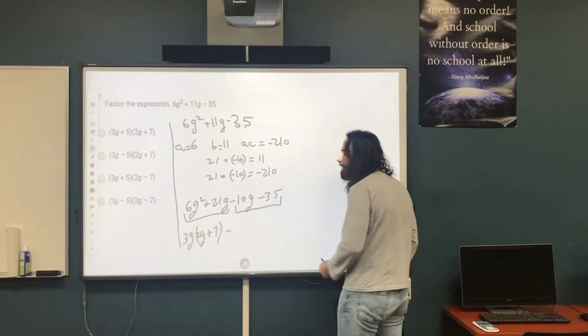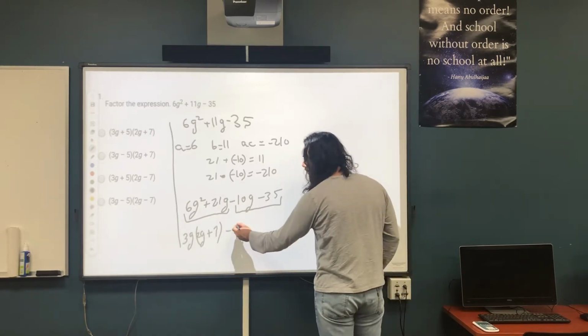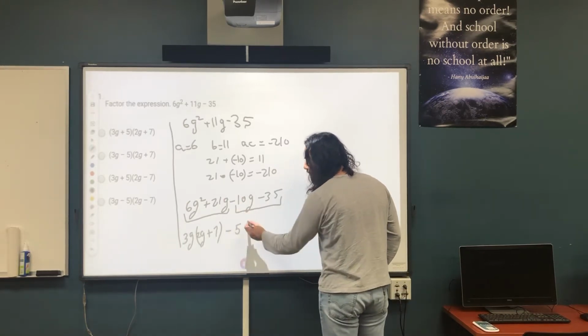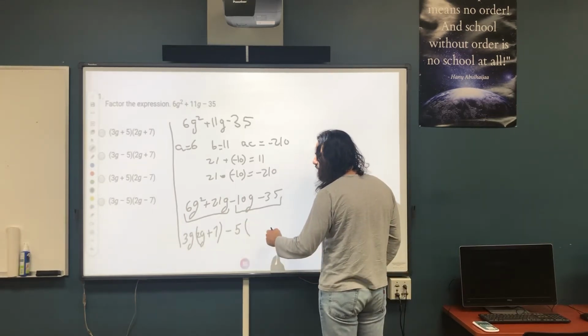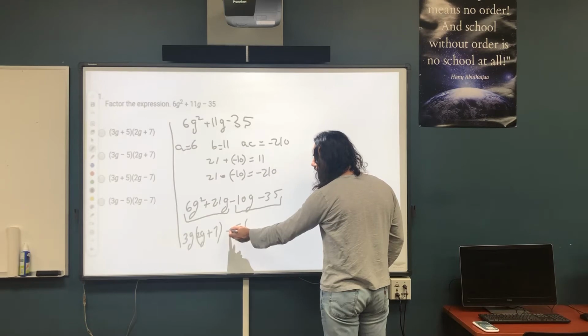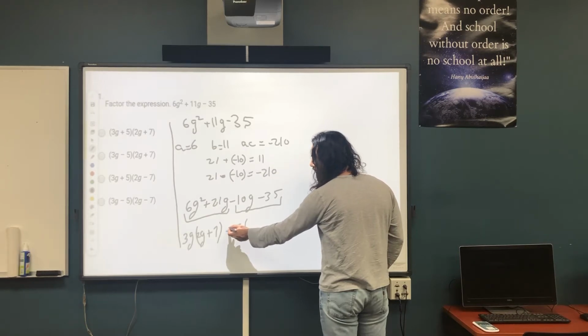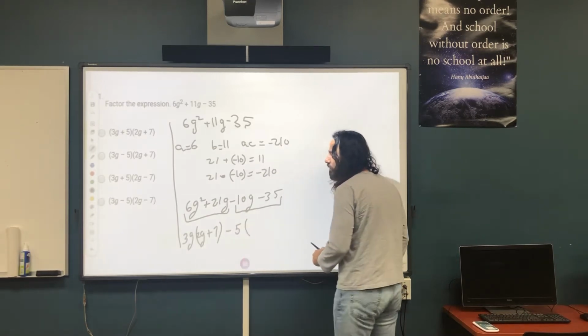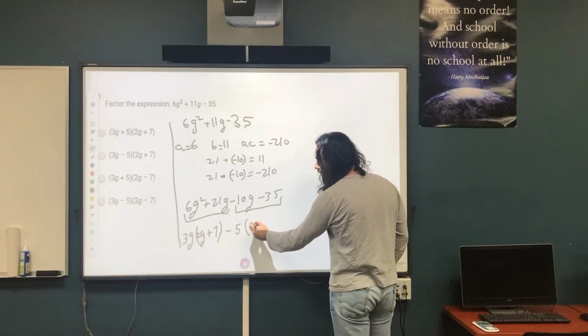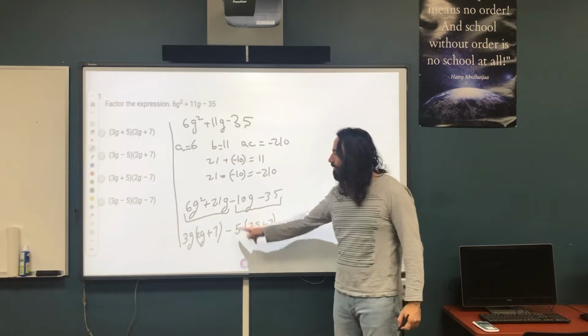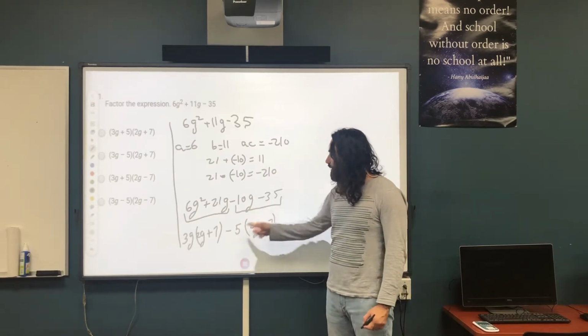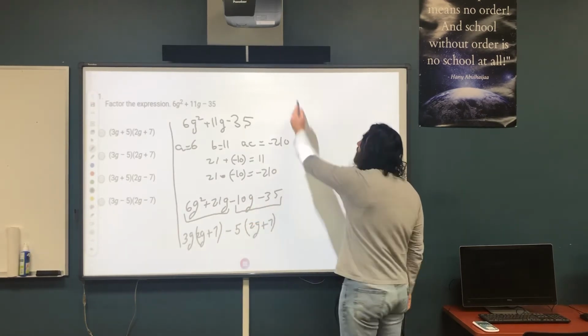The greatest common factor in this case is minus 5. Open parentheses, so it's going to be 2g plus 7. The same thing: 2g times negative 5 is negative 10g, and 7 times negative 5 is negative 35.